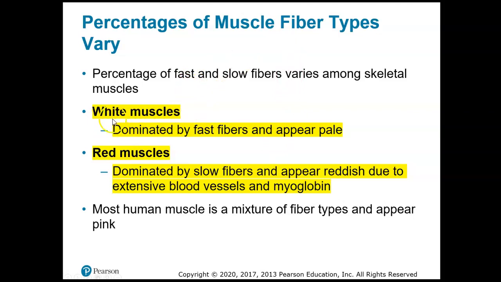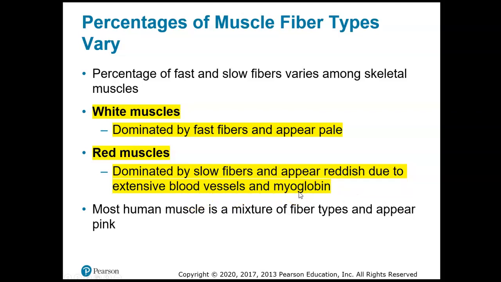Okay, so how does this relate to the chicken that we eat? When we eat light meat chicken, like the chicken breast, that's going to be dominated by fast fibers and appear pale. So our chicken breast would be white muscles, which are going to be fast fibers. Okay. But when we eat the dark meat, then a lot of that is slow fibers.